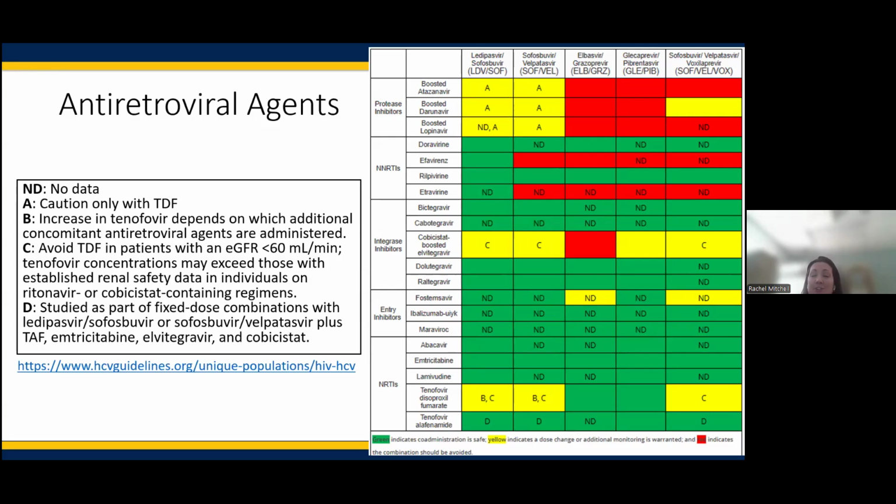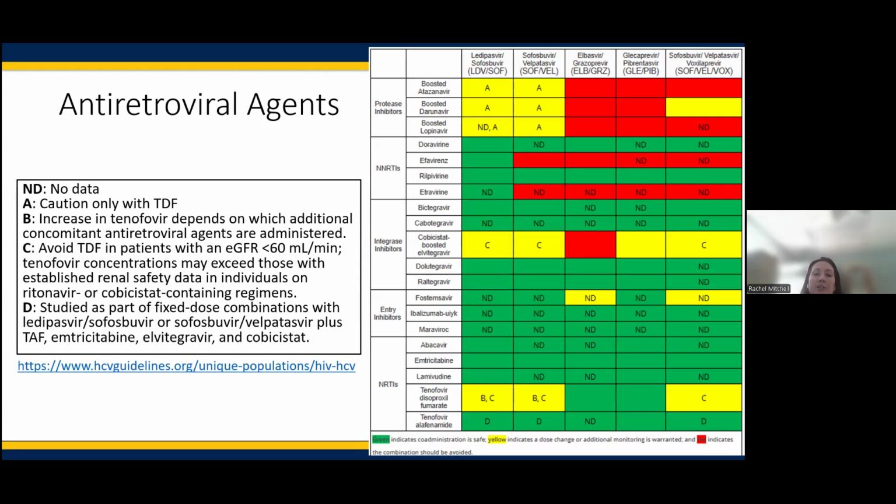Again, protease inhibitors at the top interact with protease inhibitors, and we use that to our advantage in HIV, right? We boost regimens with those. So that's where you're going to see most of the red up there, because the protease inhibitors are going to interact with each other from the different classes. And then the yellow highlights the sofosbuvir agents with those. And I have the legend over here.